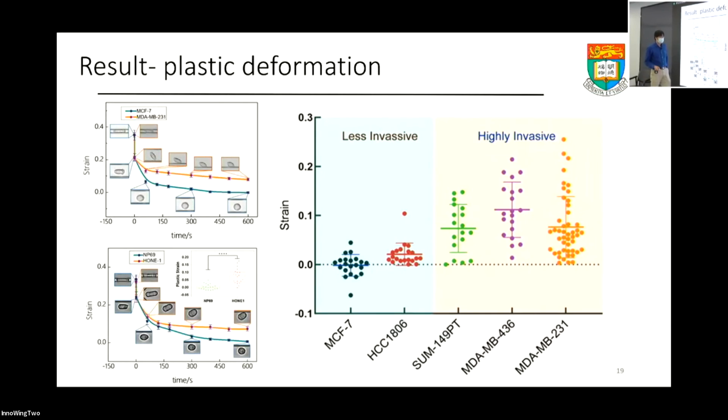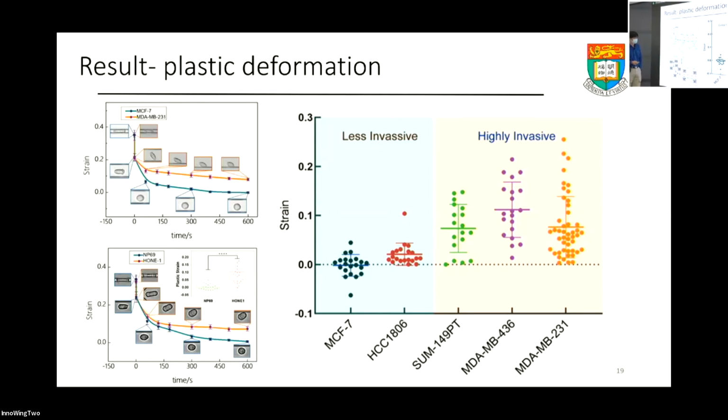Now, we have done this through a number of different cancer cell lines, well-established cancer cell lines with well-documented invasiveness. All in all, what we found is there's a clear difference between less invasive cancer cells and highly invasive cancer cells, because it's very clear just from our result.